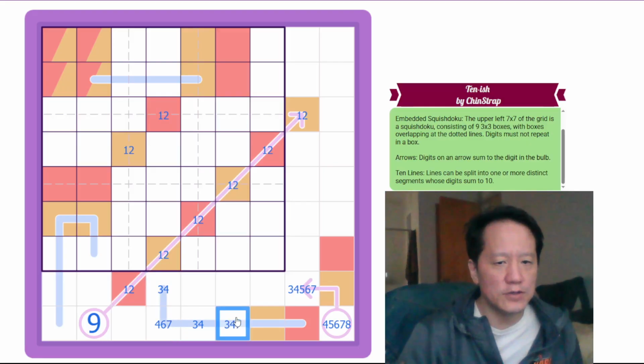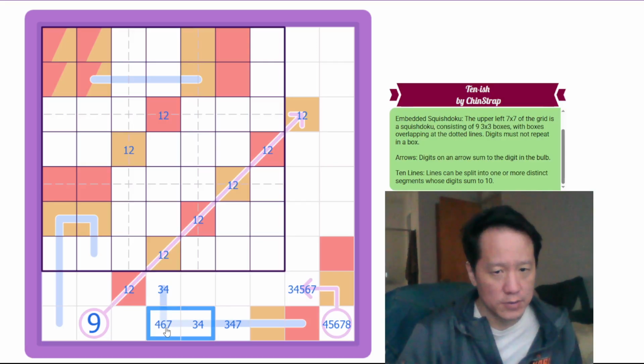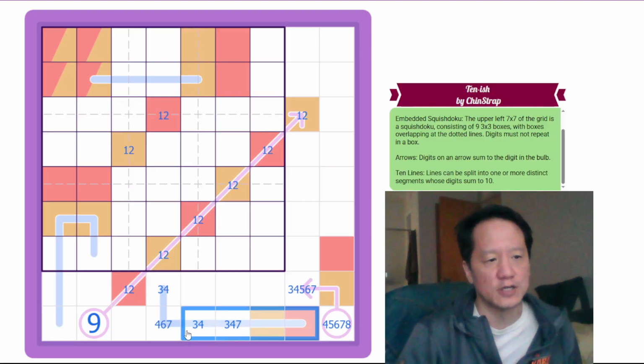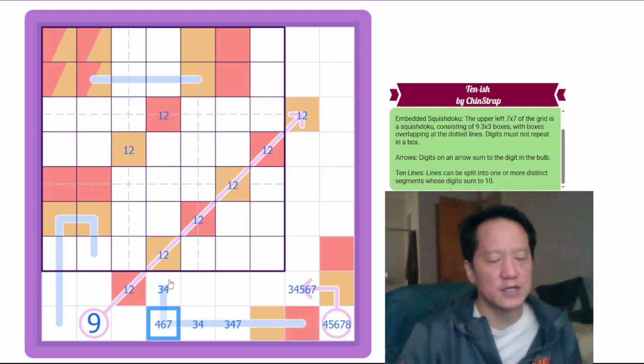So either this is 7 with 3 and 4 here, which means you can't have 3 and 4 in the row, or this is 1, 2, 3, 4, adding up to 10. And this is 6 with 4 or 7 with 3. We're not sure which.